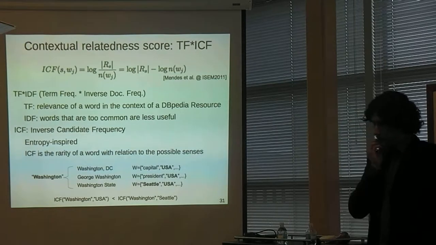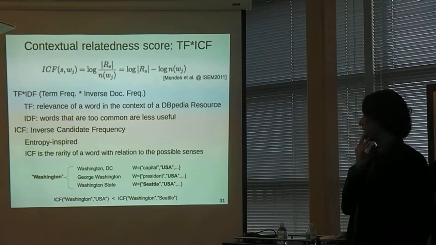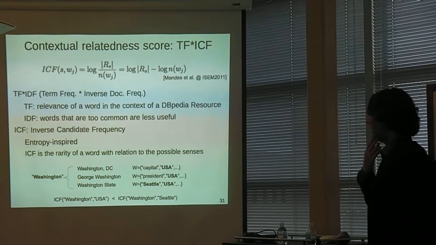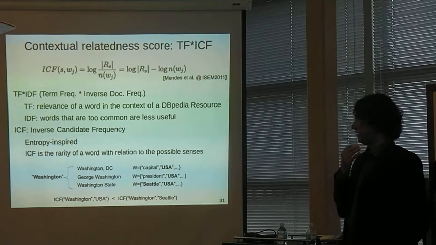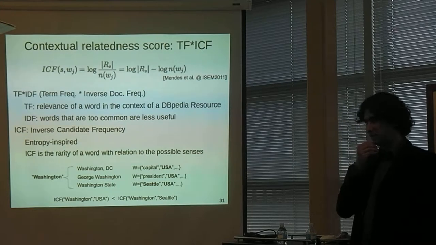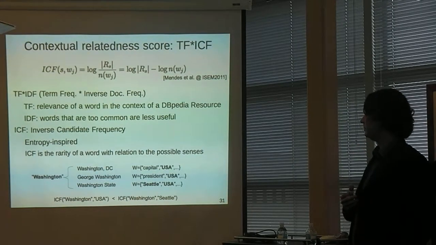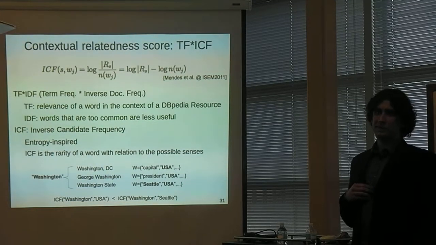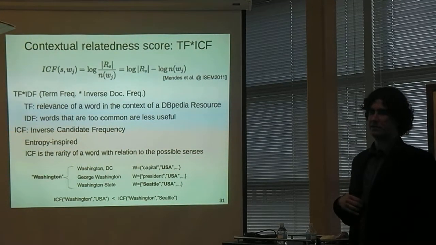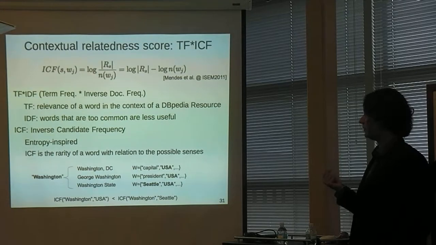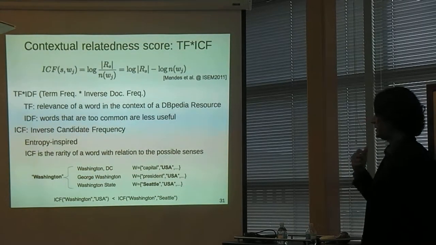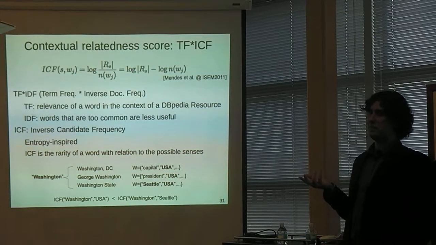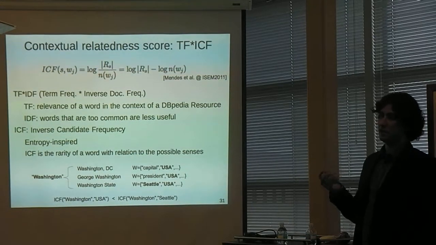So I wanted also to quickly go over the contextual relatedness score that we created. We called it TF-ICF. It's a score that's entropy inspired. And the easiest way to explain it is through TF-IDF, because I think all of us are familiar with TF-IDF from information retrieval. The intuition behind TF-IDF is, TF is the term frequency, and it measures the relevance of a word in the context of a document.